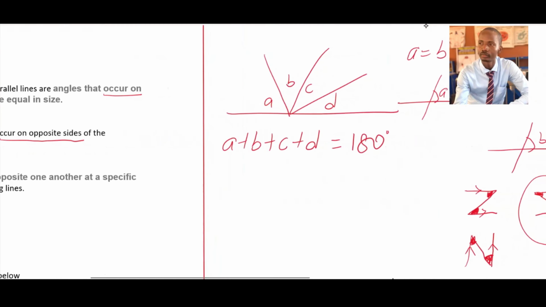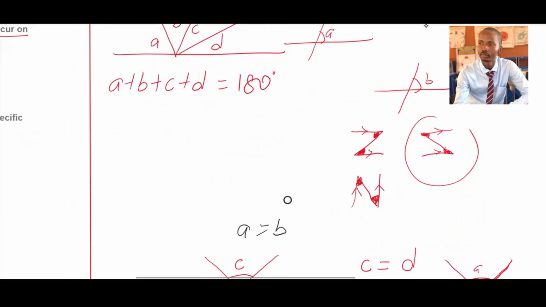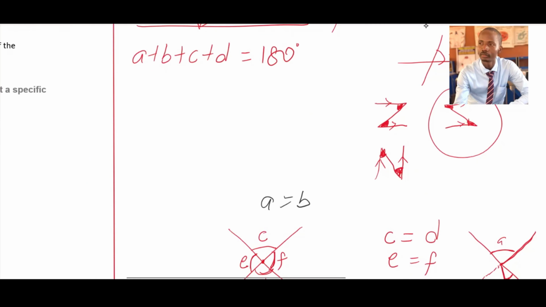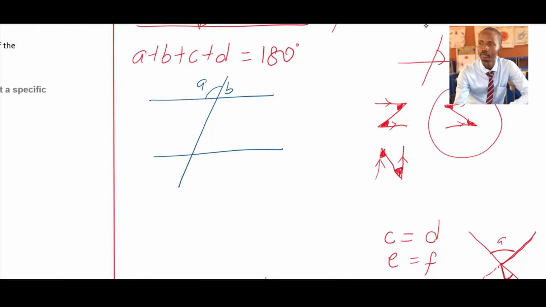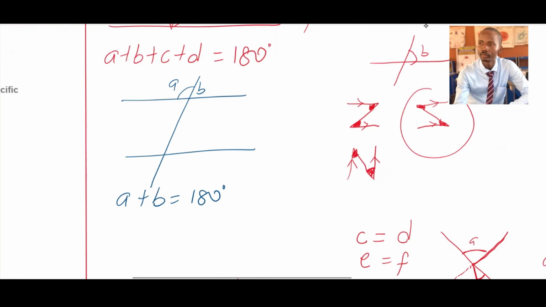So if I have my parallel lines, like I have here, and my transversal line, right? If this is A and this is B, I can say that A plus B is equal to 180 degrees. We'll be using that as we solve other problems too. A plus B equal to 180 degrees. The reason is because of the angles on a straight line.